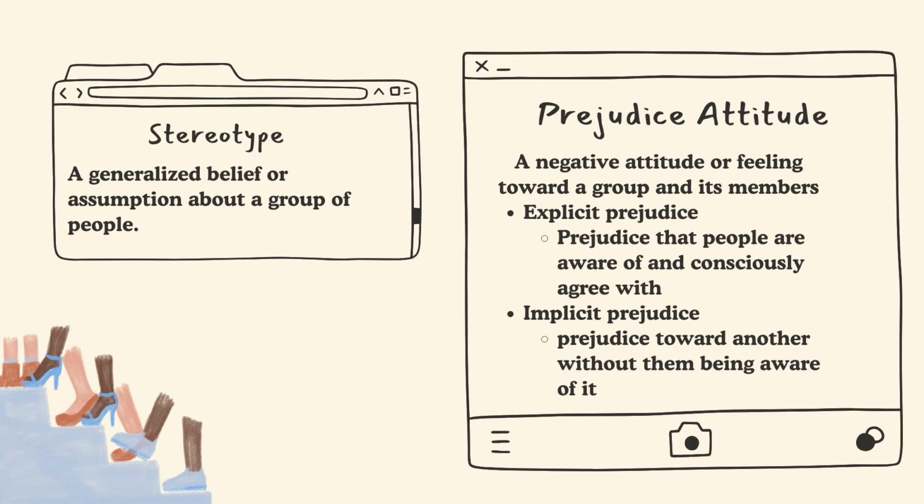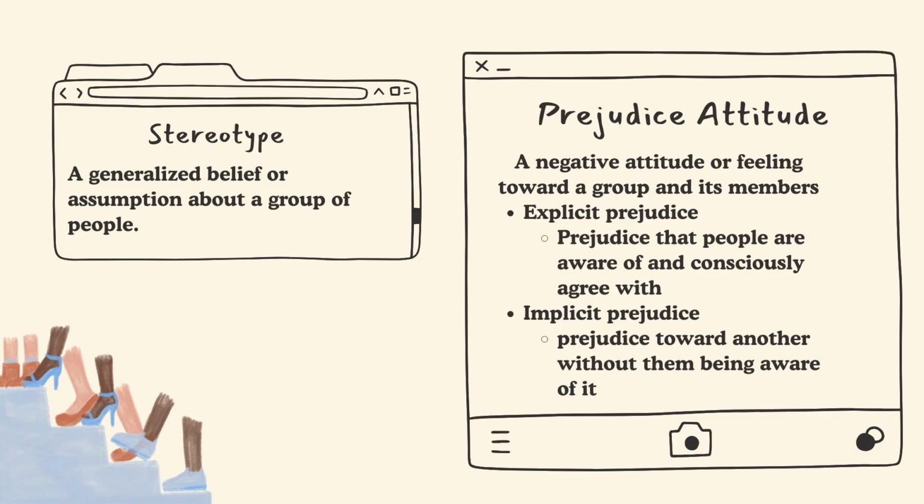Stereotype. A stereotype is a generalized belief or assumption about a group of people. For example, we think that Black people are really good at music, they're good at sports, Asian people are good at math, white people are good at cooking, and something like that. Yeah, those are all stereotypes. Sometimes they're true, but not accurate to all of the people in that group.